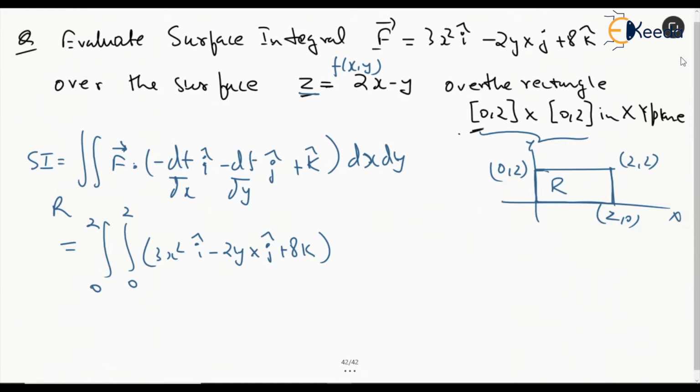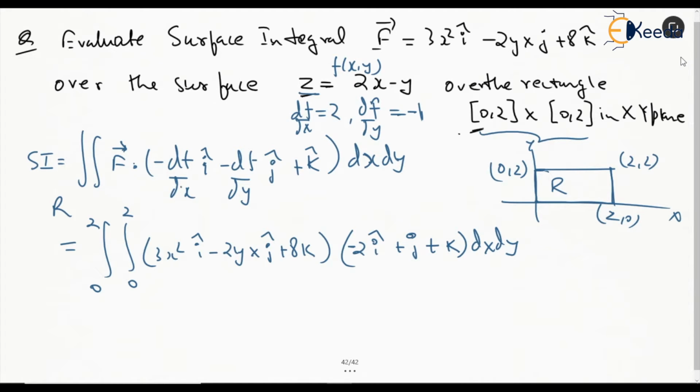So we can see that df by dx in this case will be 2 and df by dy will be minus 1, right? So we can directly put it here. We can write minus 2i, sorry, and minus of minus, so this is plus j plus k dx dy. We are just putting the values of df by dx, df by dy, and k is already there. So this will be the dot product.